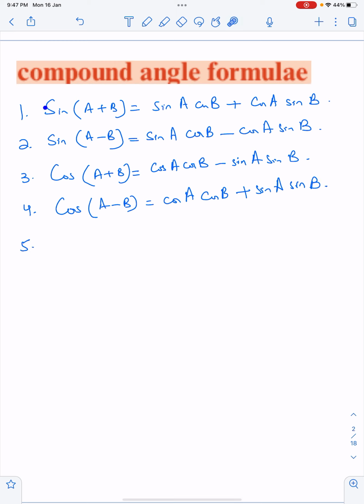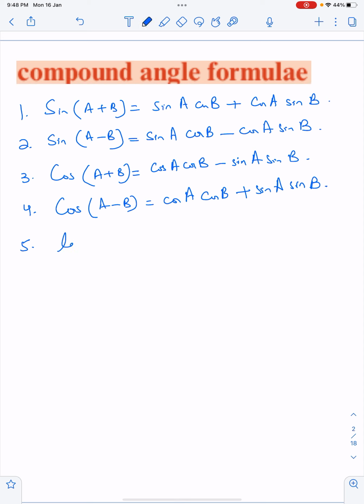If you notice, in the formulas of sine, you have a positive sign here and a positive sign here, and a negative sign here, so a negative sign here. With the formulas with cos, if you have a positive sign here, you have a negative sign here, and if you have a negative sign here, you have a positive sign here. So you have to always be careful with this. Also, in the formula of sine, you've got sine a cos b and cos a sine b, but with cos, you've got both cosines here and both sines here.